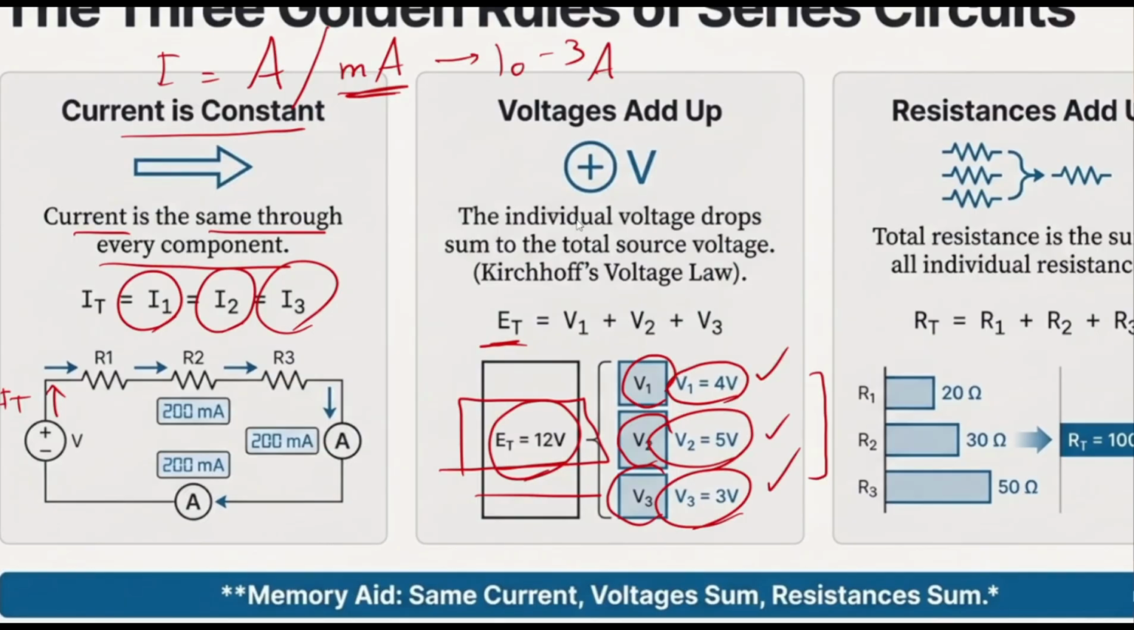The E total is going to be V1 plus V2 plus V3, or plus any other components that we have. This is something that we call KVL, or Kirchhoff's voltage law. This is a law. For example, we have the energy law, we have Newton's law, and we have Kirchhoff's voltage law. It's kind of intuitive, by the way.